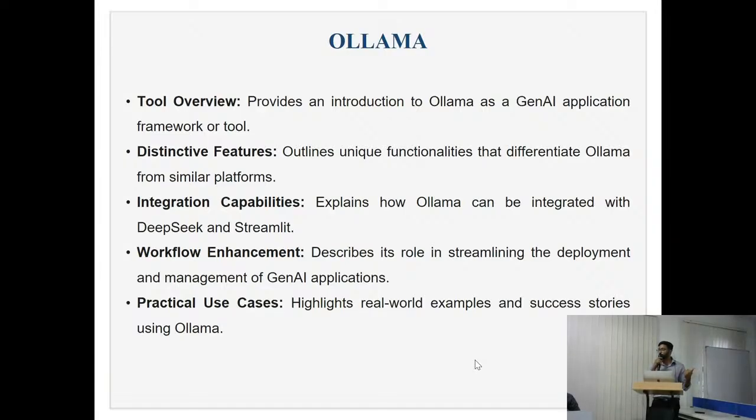Though it is a local system, we have to run it on a server like Azure, or any local server also we can run it. And in our chatbot we introduced another technique: we use ngrok for the deployment, for getting the public URL.